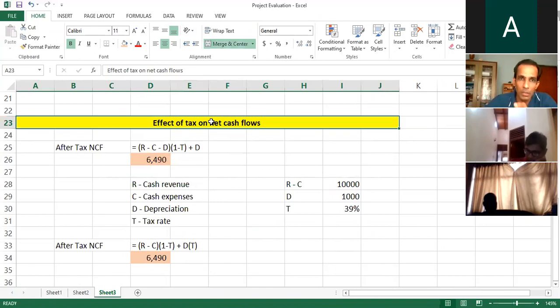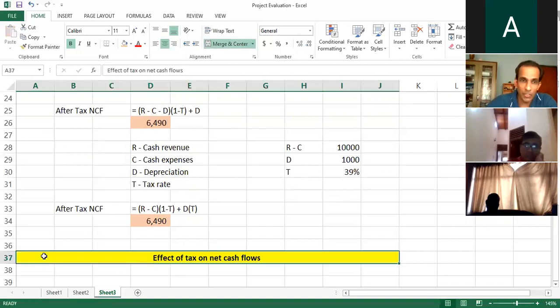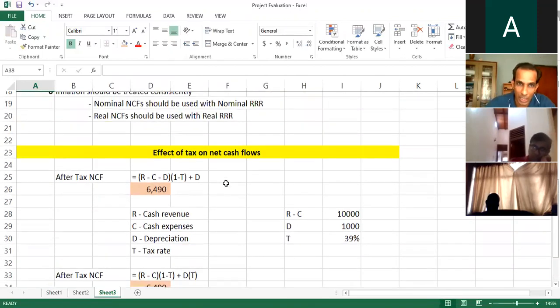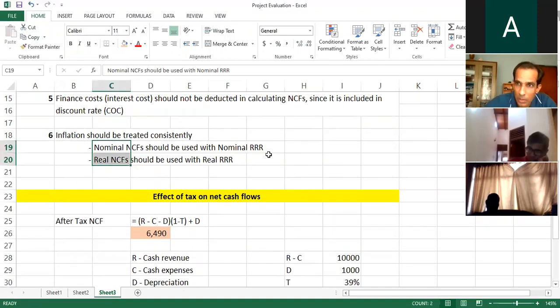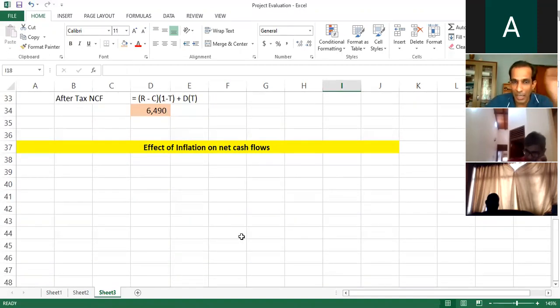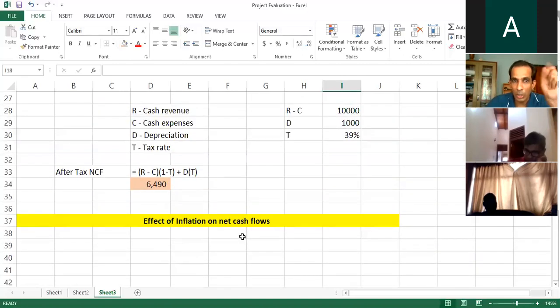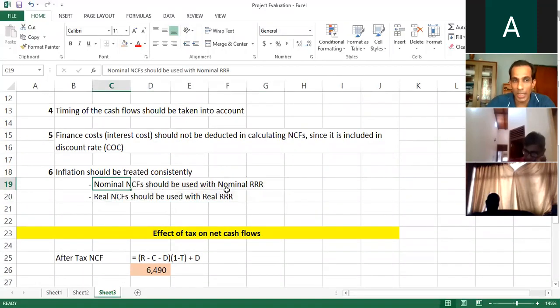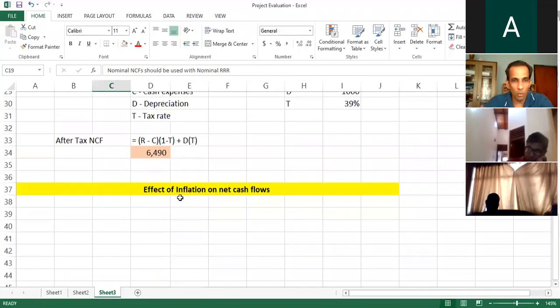That is not a difficult point, which we discussed last day. Then we'll see the effect of inflation on cash flow. That is also not a completely new thing, so we don't need to spend much time. We have two methods to adjust for inflation. Because inflation can affect cash flows and the discount rate, we have two techniques: we can use nominal cash flows with a nominal required rate of return, or real cash flows with a real required rate of return.